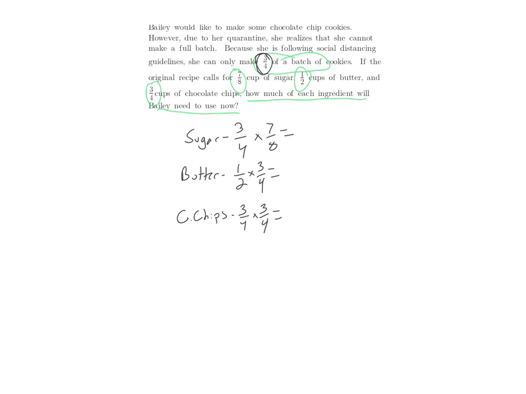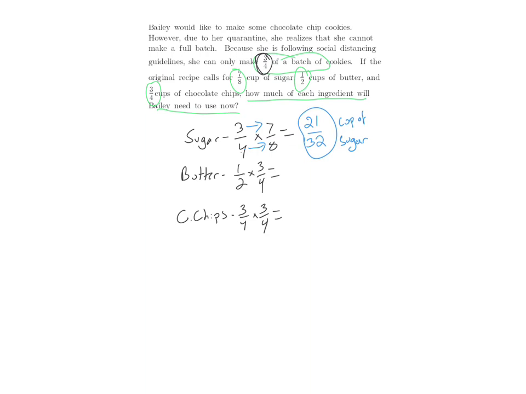So to find how much sugar that Bailey needs to use, I'm going to do 3/4 times 7/8. And remember, we multiply numerator times numerator. So 3 times 7 is 21. And then multiply denominator times denominator. 4 times 8 is 32. And I can already tell you that that is in simplest form. So she needs 21/32 of a cup of sugar.